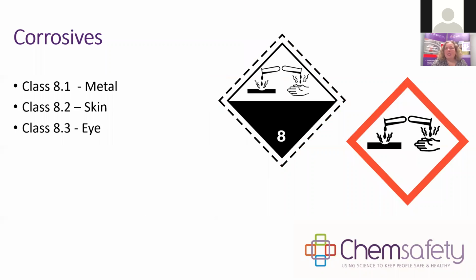For Class 8, looking at corrosives, we consider whether they will cause damage to metals, which is important for transport and storage perspectives, as well as how quickly and intensely they will cause permanent damage to your skin and your eyes. And as you can imagine, and you may have experienced, that damage is painful and can be permanent. Really want to avoid those.